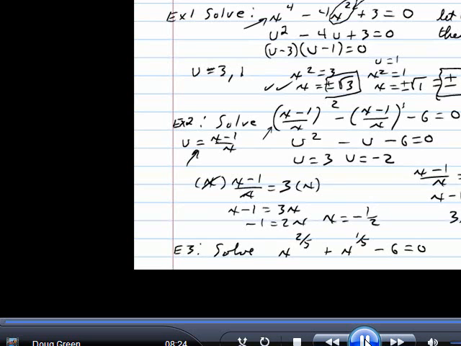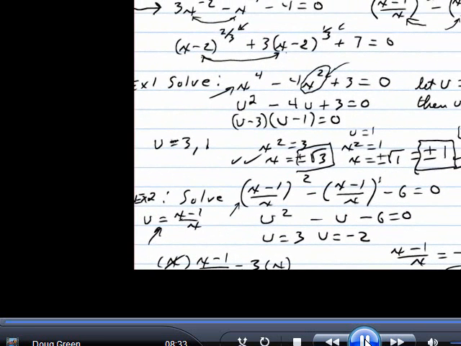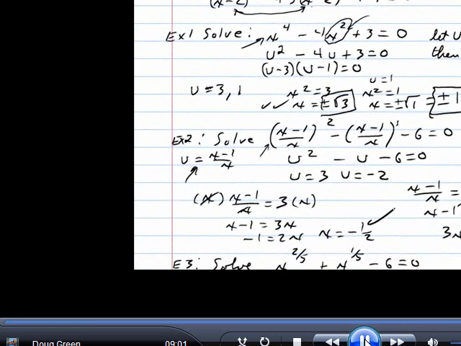Now, do those answers check out? Well, let's see. What is x minus 1 over x when x is negative 1/2? Well, that's negative 3/2 over negative 1/2, which is 3. So this would say 3 squared, which is 9, minus 3 minus 6 is 0, so that does check out. So I'll call that one answer.